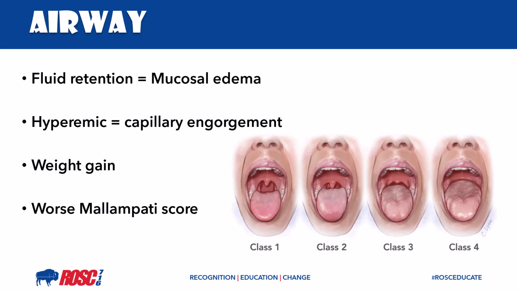There's a total body excess of water, low oncotic protein, and hormonal changes that cause significant edema in the airway. In addition, the oropharynx has an engorged capillary bed secondary to the increase in progesterone. We also know that pregnancy is associated with weight gain and a worsening Mallampati score. So to summarize, this all leads to an edematous, friable, crowded airway.